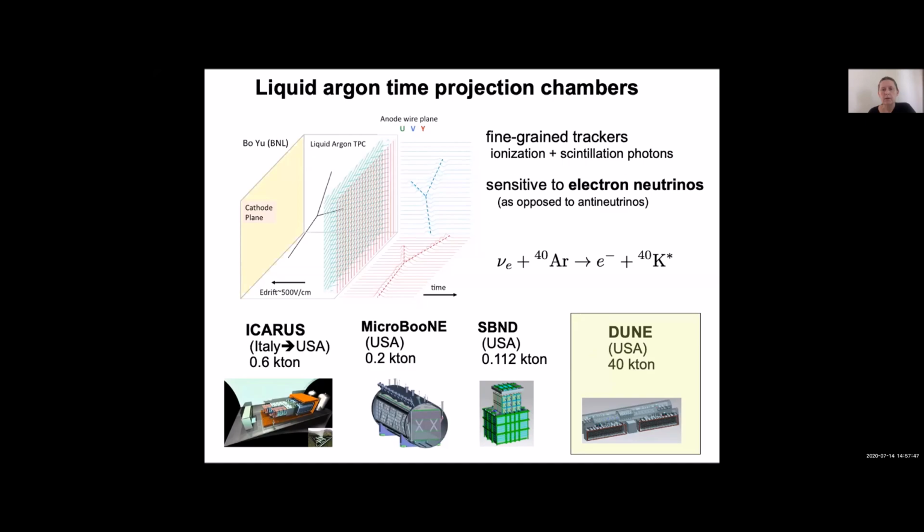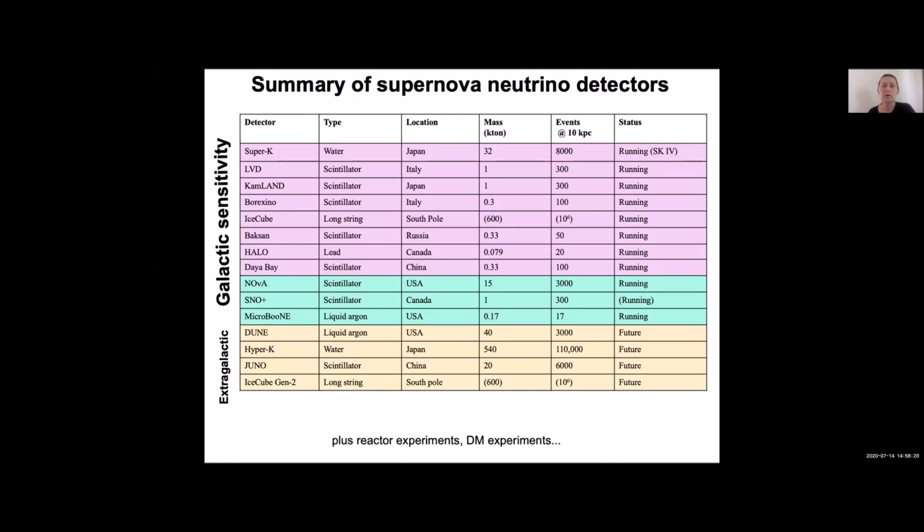Okay, so liquid argon. This is actually what I've been working on personally a lot: detectors made of argon, which are fine-grained trackers. These are in contrast to water and scintillator, which are sensitive to electron antineutrinos. Instead, they're sensitive to electron neutrinos by this interaction, and you can track the final state products in great detail. DUNE is the big US 40 kiloton project sensitive to this component of the flux, so it's really complementary to the water detectors.